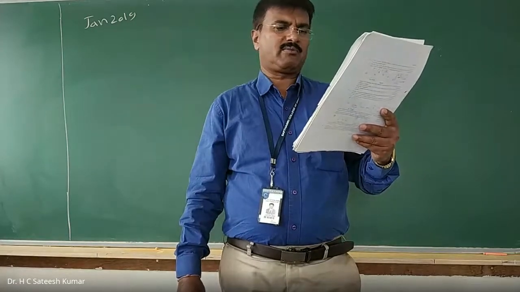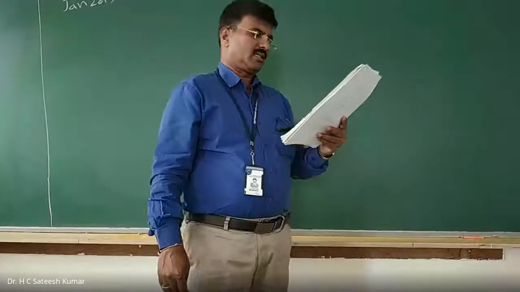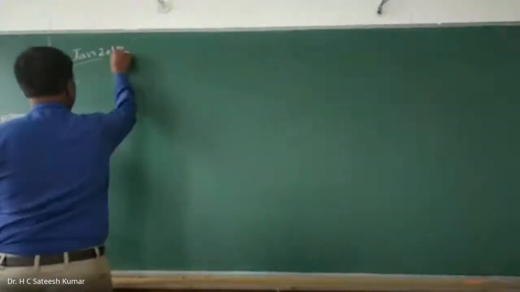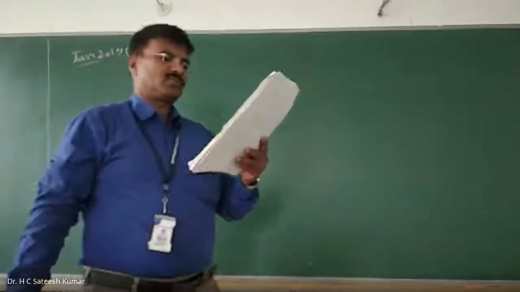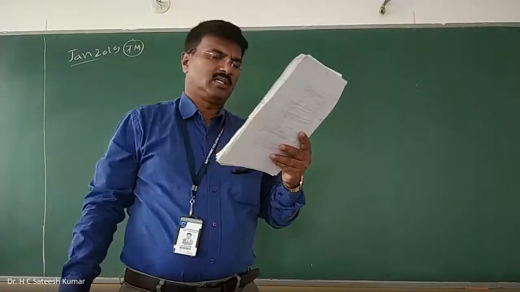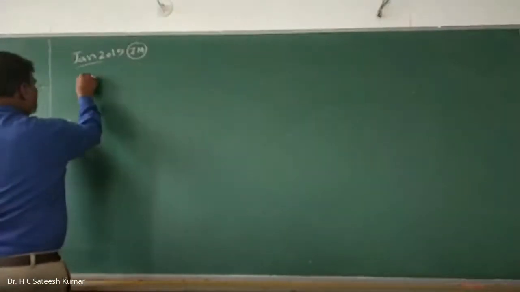This is for 7 marks in the examination, from January 2019. The question is something like this: for the circuit shown in the figure, determine Ix and the other loop currents. Okay, right? The question is something like this.